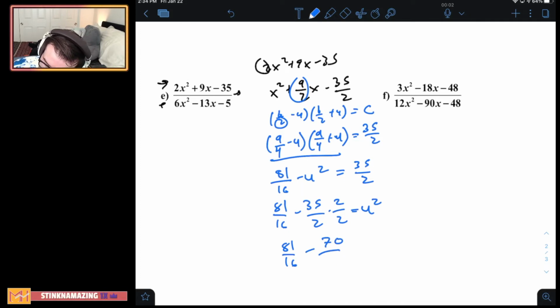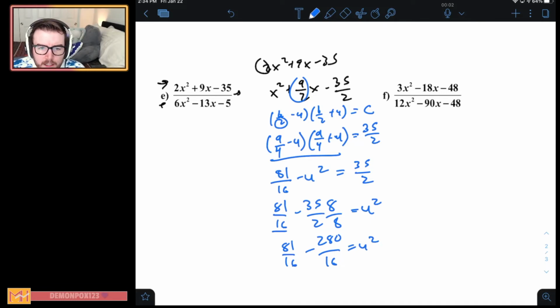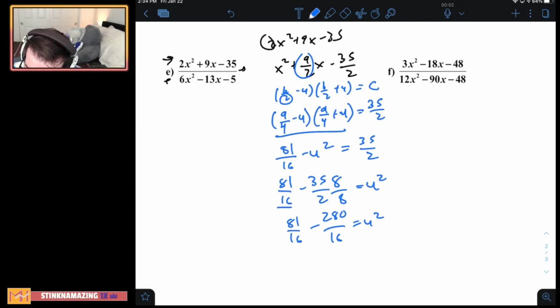Whoops, made a mistake there. Oh, wait a minute. I don't need to multiply by 2 over 2. I need to multiply by 8. Holy cow. Right? I need a common denominator of 16. So if I multiply by 8, that's a lot different than multiplying by 2. What is 35 times 8? 280. 81 minus 280, what is that? 199? That can't be right. Now I'm making a mistake in the video. I'm going to pause my recording right here.